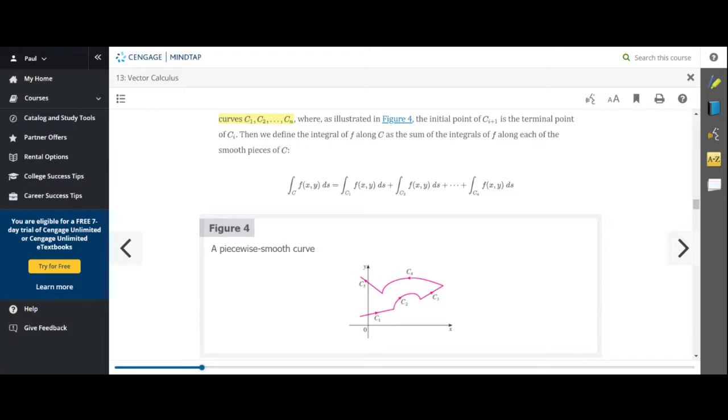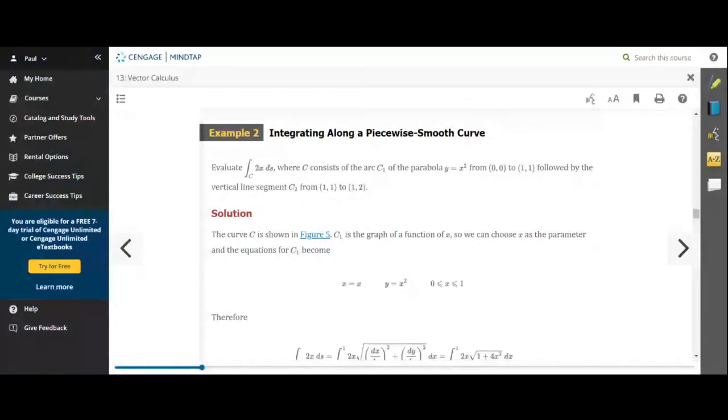Okay, so if it's a piecewise curve and the curve changes, then that changes the parameterization. So to compute the line integral across the entire curve means you have to compute the sum of the line integrals along each individual curve whose sum makes up the entire curve. Okay, so for instance, in example 1 or example 2, they want you to evaluate this line integral where C consists of the arc C1 of the parabola y equals x squared that goes from the origin to 1, 1, followed by the vertical line segment C2 that goes from 1, 1 to 2, 2.